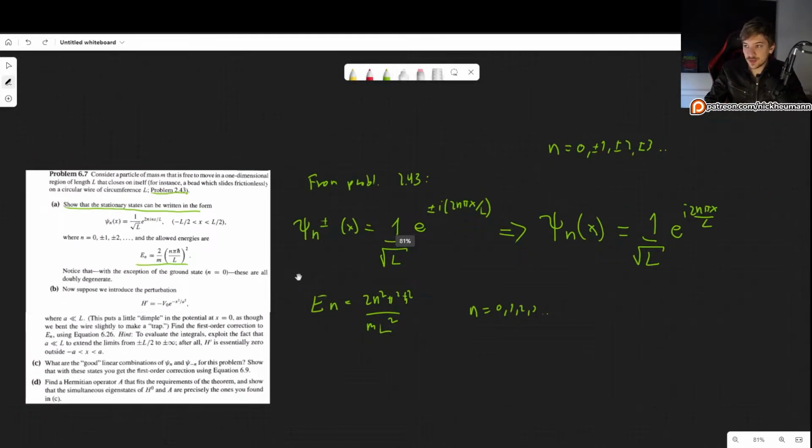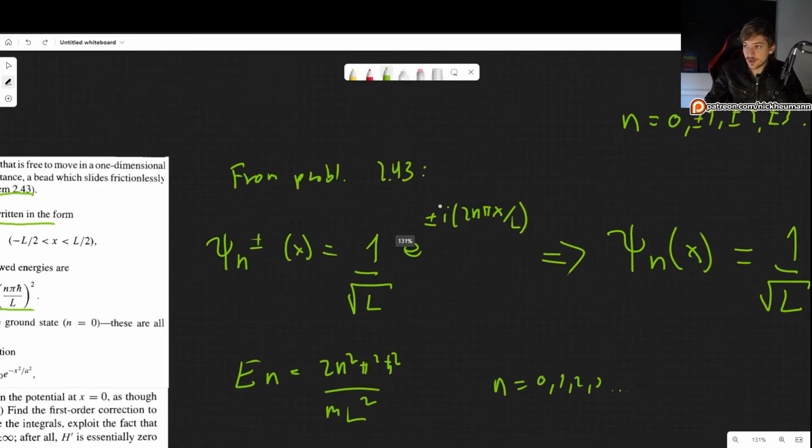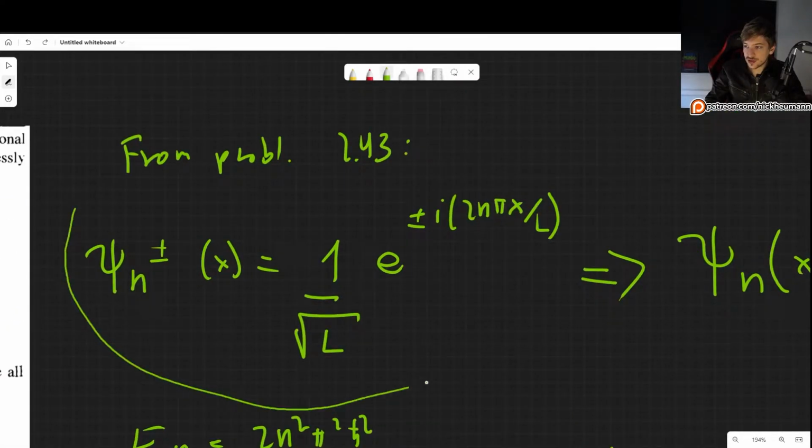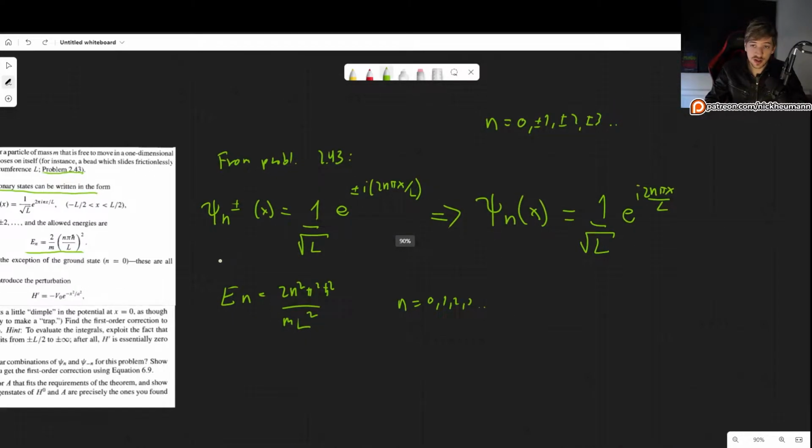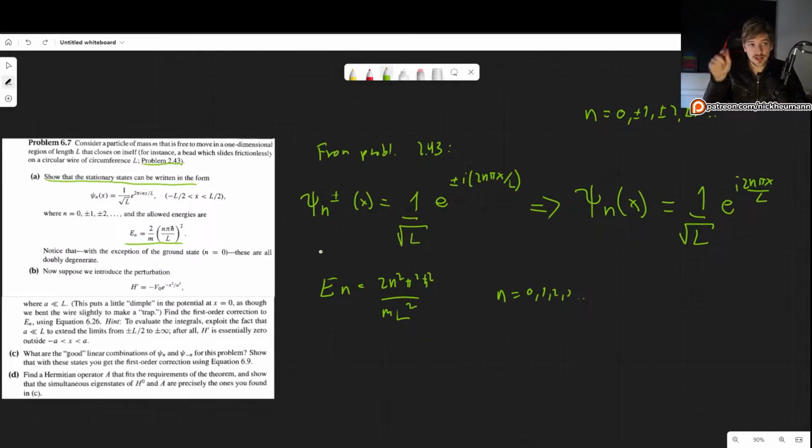So that is how you do part A. It is really, really quick. Of course, how you find this wave function isn't all that simple, but again, that is what we found in another video. So if you want to see that, just click the link in the description down below.